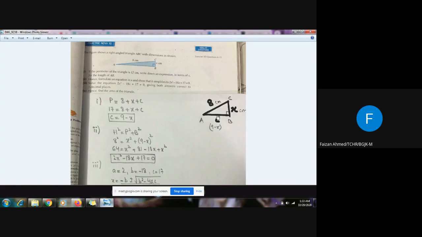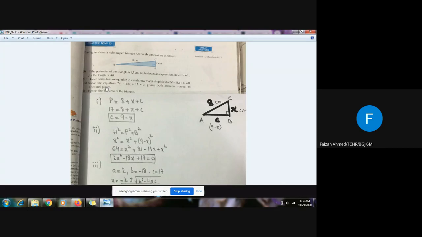Since I have just considered my base as C, and I know that the perimeter is basically the sum of the three sides, the sides are 8, x and C. So what will I do? I will just add these three sides, and since the total perimeter is 17, I will equate them with 17. 17 is equal to 8 plus x plus C, and this 8 and this x will shift to the other side, and the expression for the base, that is C, is equal to 9 minus x, because 17 minus 8 is 9, and this is positive x, and when it moves to the other side it becomes negative. So the expression for the base is basically 9 minus x.